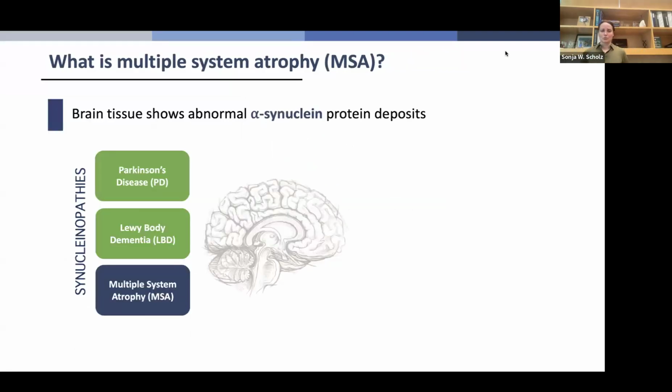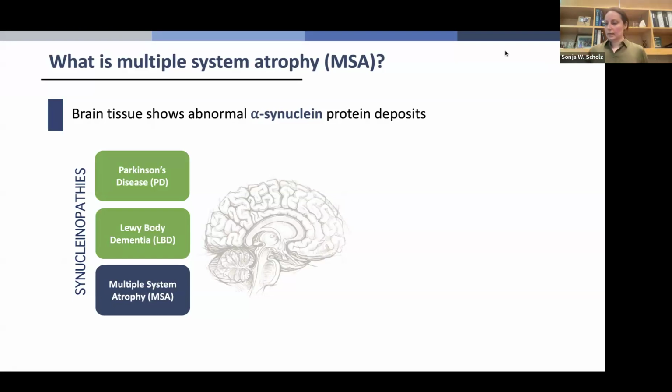But what is actually happening in the brain of patients with MSA? So we have learned that for unclear reasons, there is deposition of a protein that's called alpha-synuclein. We all have this protein. It's usually an unfolded protein. It's important in neuronal plasticity, so it's important to help with signaling between nerve cells. And for some reason, it becomes misfolded and starts to build up in the nerve cells.